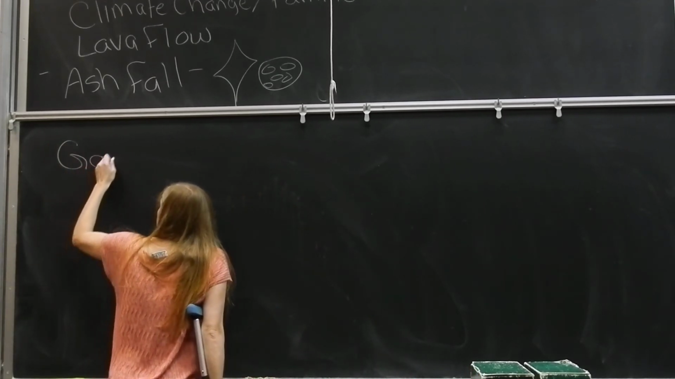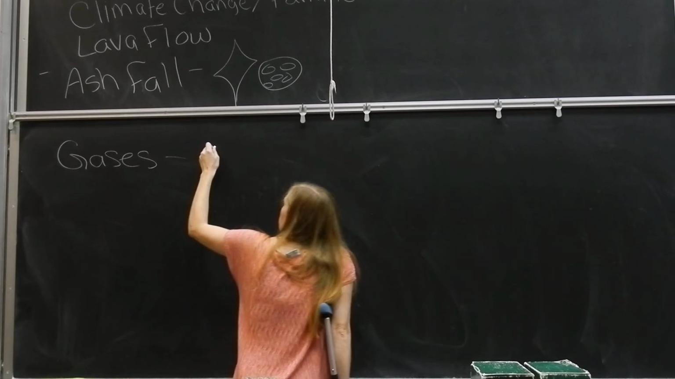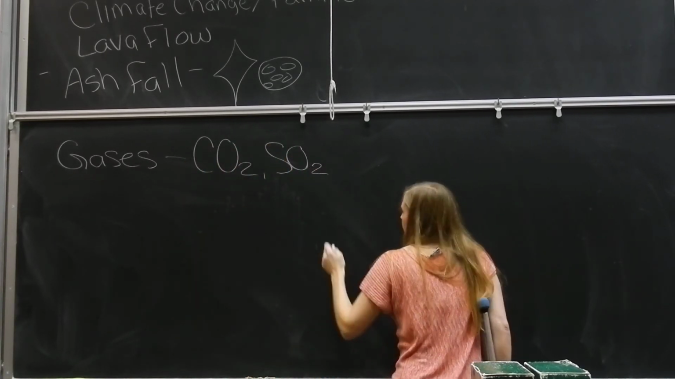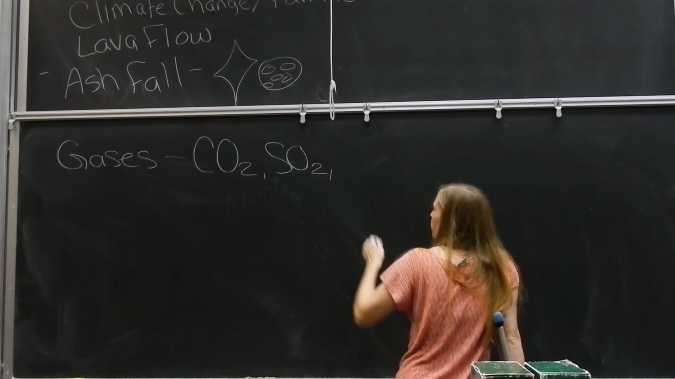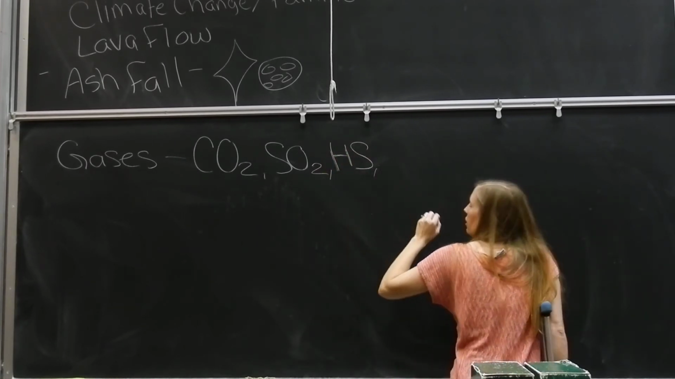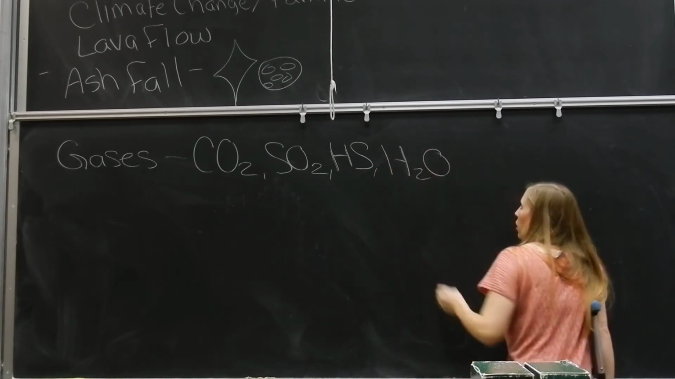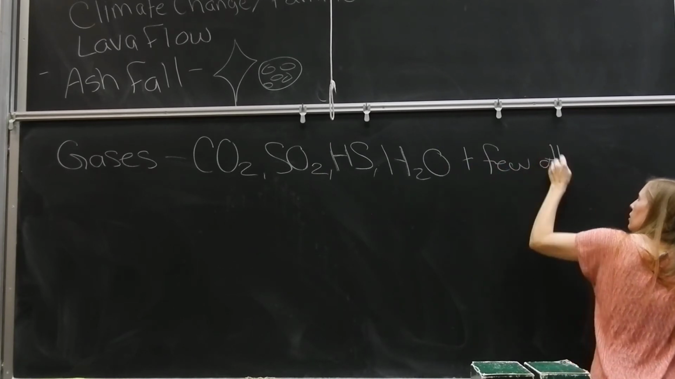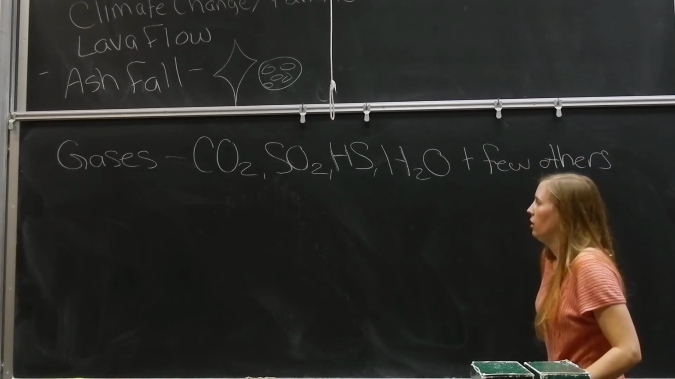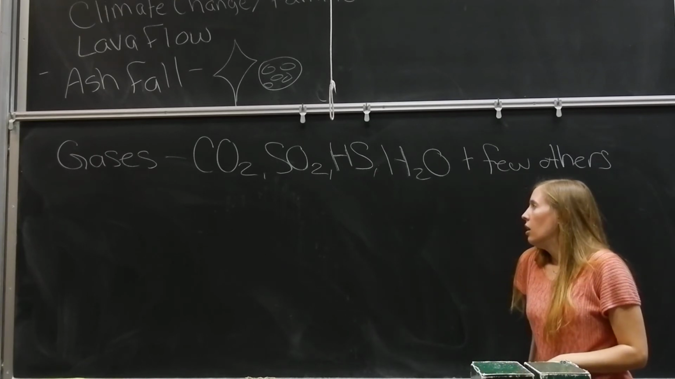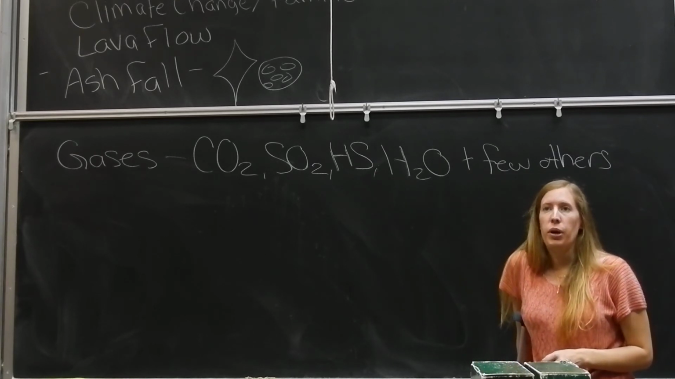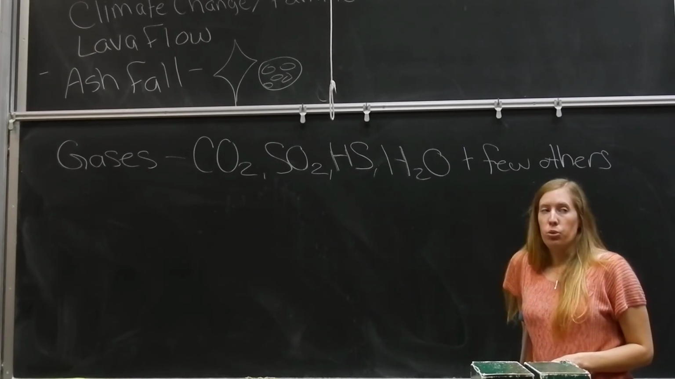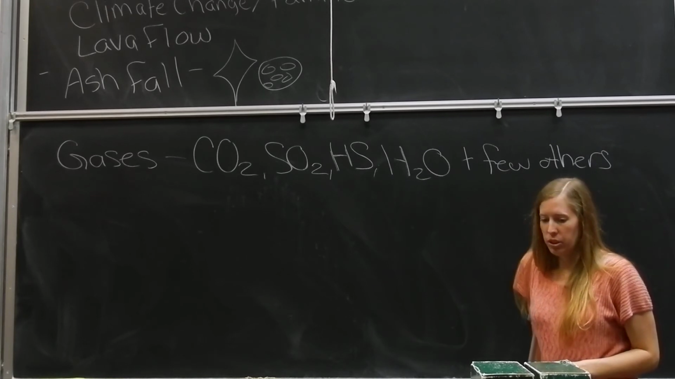We have gases that are released. Specifically, we've got CO2 during the eruption, sulfur dioxide leading up to and during the eruption. You can get hydrogen sulfide. You can also get water vapor, plus a few others. Carbon dioxide is heavier than air. If you happen to be in a valley at night sleeping and carbon dioxide is released into that valley, you will suffocate. That's happened several times.